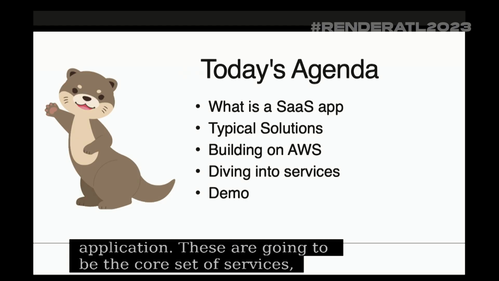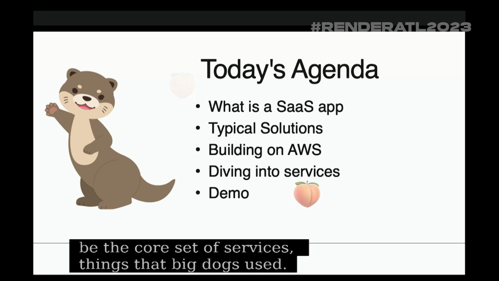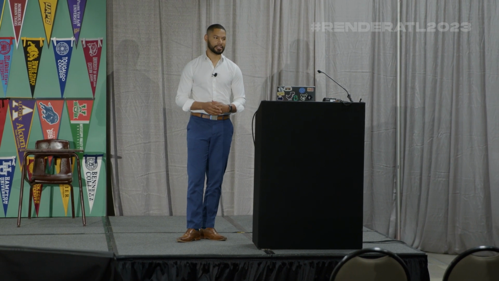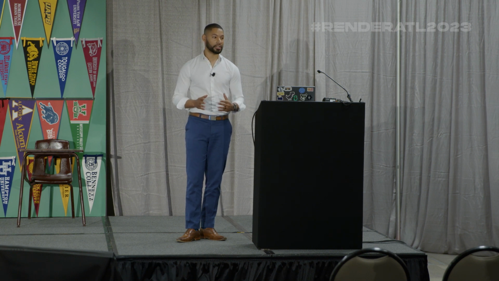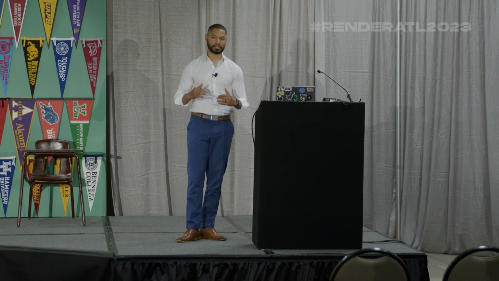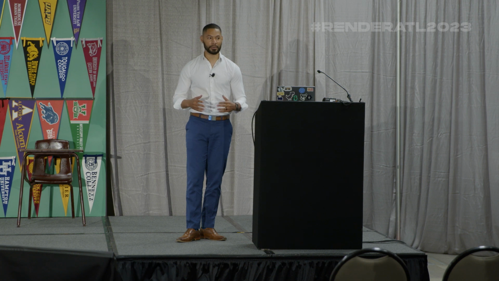So as we go through today, we're really gonna be talking about how do you build a SaaS application, okay? These are gonna be the core set of services, things that the big dogs use. What's interesting though, is that it doesn't have to be just for the millionaires. It doesn't just have to be for the Series C. Okay, this can take you to a series round, this can take you from a bootstrapped round. We're really gonna be targeting your first 100 to 1,000 customers and what that looks like and how it scales as you go beyond that.